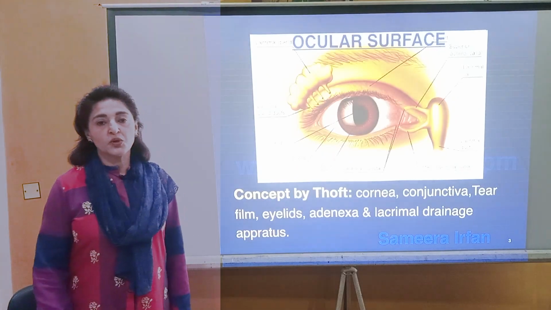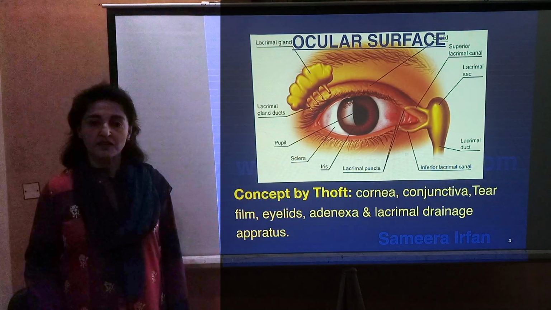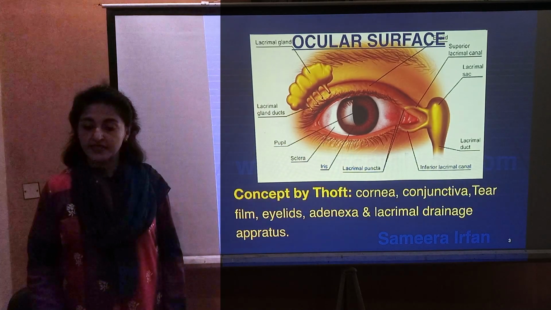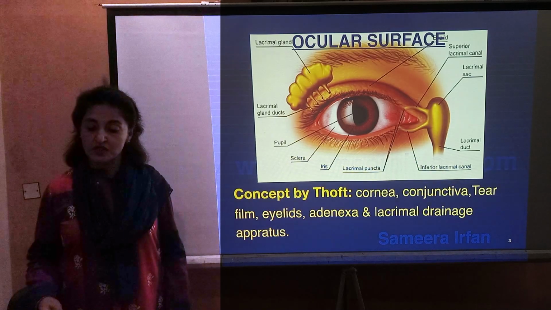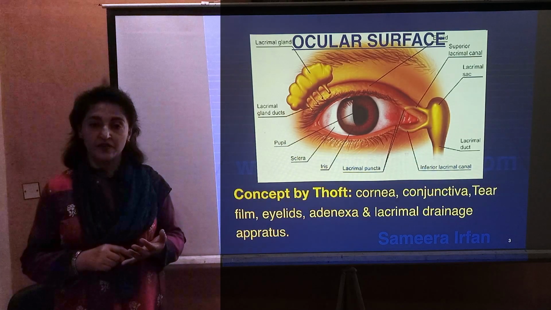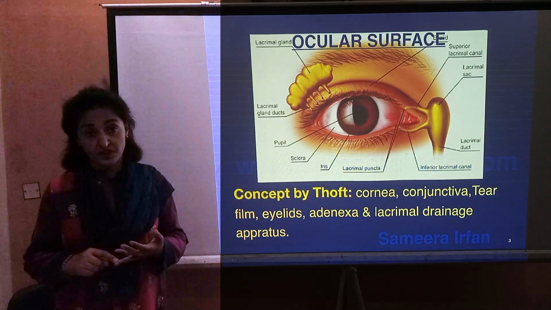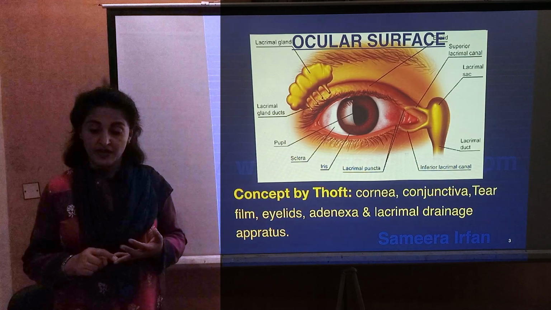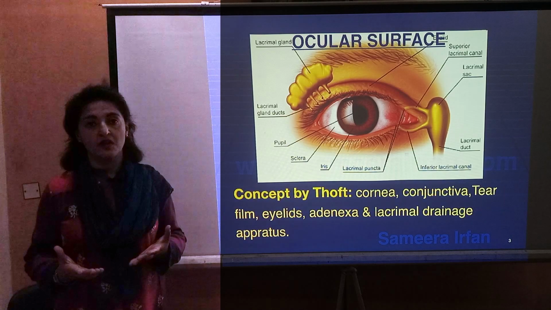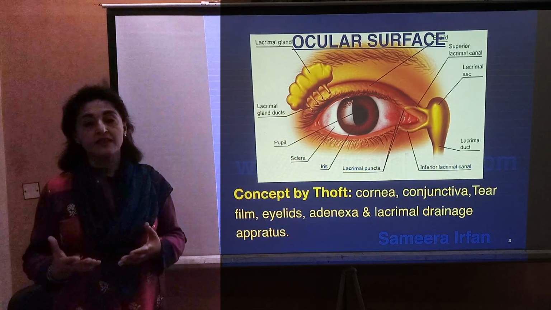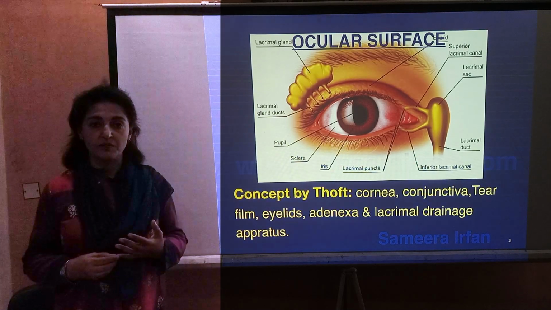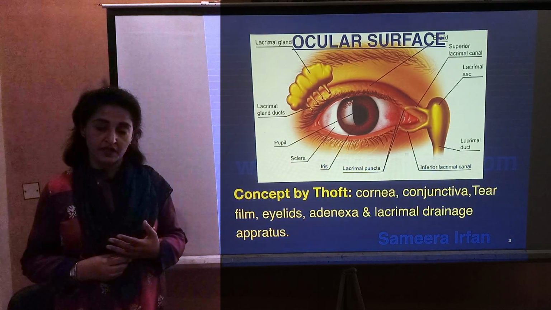So, important to know the exact structure of the ocular surface. The concept was given to us by Toft, and it comprises of 6 structures: the cornea, the conjunctiva that covers the sclera, and then the tear film, the precorneal tear film, the eyelids, the adnexa, and the lacrimal drainage apparatus. All these 6 structures, they work harmoniously because they have a common nerve supply, blood supply, and hormonal control.